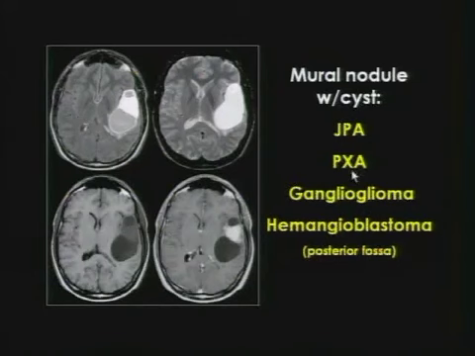Pilocytic astrocytoma, pleomorphic xanthoastrocytoma, ganglioglioma. Hemangioblastomas can also have cysts in the nodule in the posterior fossa, but in my experience, hemangioblastoma tends to have much higher degree of edema, most likely due to the fact that they express vascular endothelial growth factor. But nonetheless, when you see cyst in the nodule, minimal edema, think of these 3 entities, but pilocytic is going to be one of your most common.